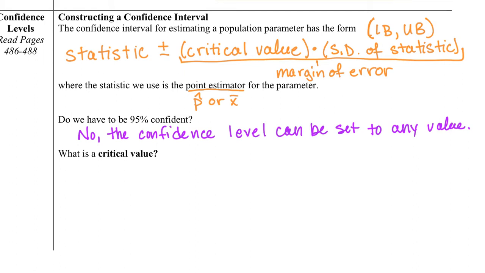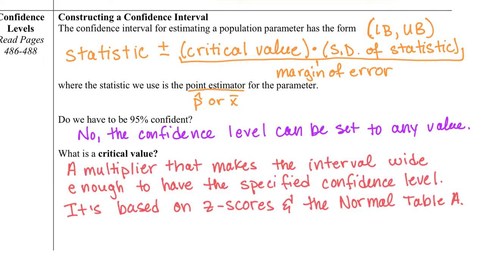Another way you can increase confidence is by increasing the sample size. If you think about it, that makes sense, because increasing your sample size lowers your standard deviation. If the standard deviation gets smaller, then our margin of error would also get smaller, and we're more likely to hit our true population parameter.